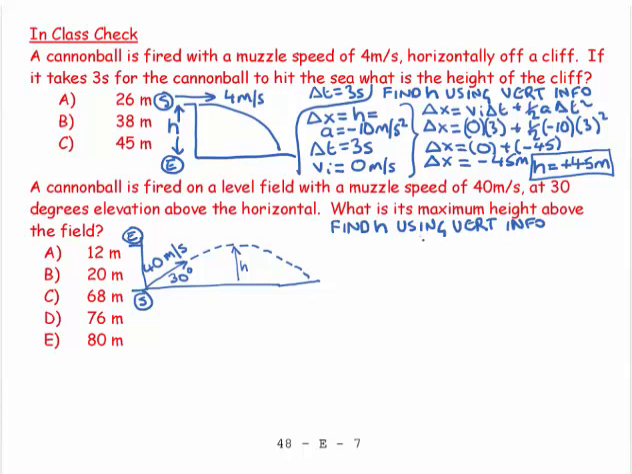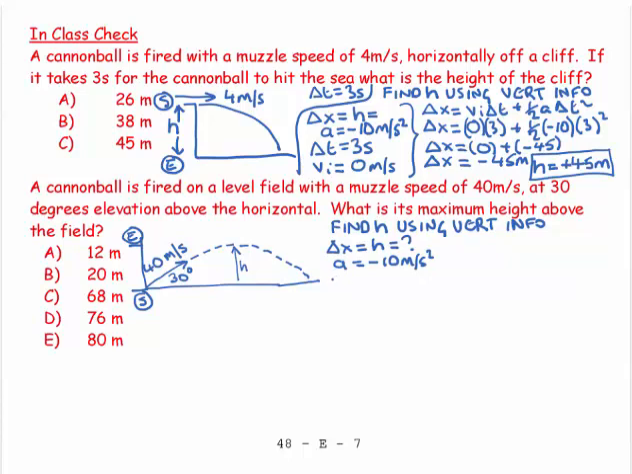Always write that sentence down. It will remind you in a test. I've got to be careful. What do I know vertically? Well, I know that my delta x is equal to my h, which is what I want, but I don't know what it is. I know that my acceleration is equal to minus 10 meters per second squared, minus because it's pointing downwards.